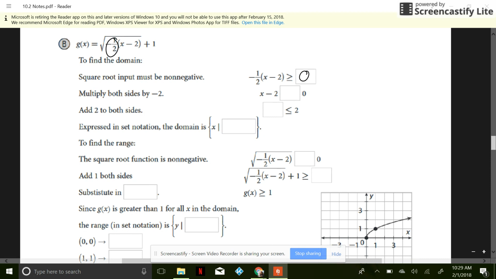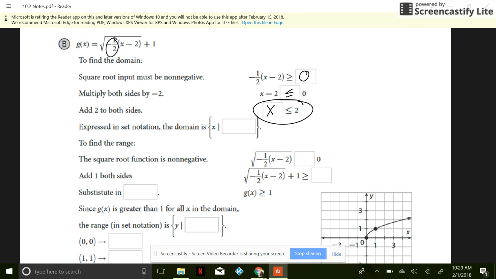When you multiply both sides by -2, anytime you multiply by a negative, it switches your inequality. So now we have x minus 2 is less than or equal to 0. Adding 2 to both sides, we get our domain, which is x is less than or equal to 2.